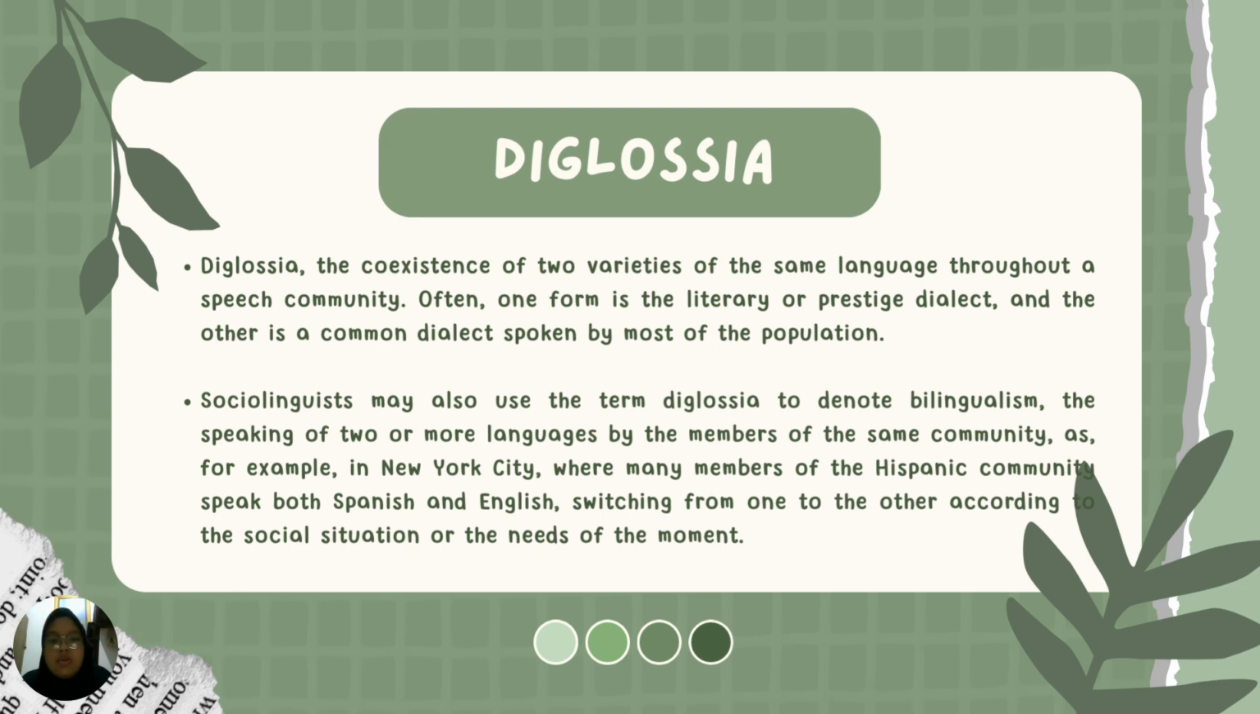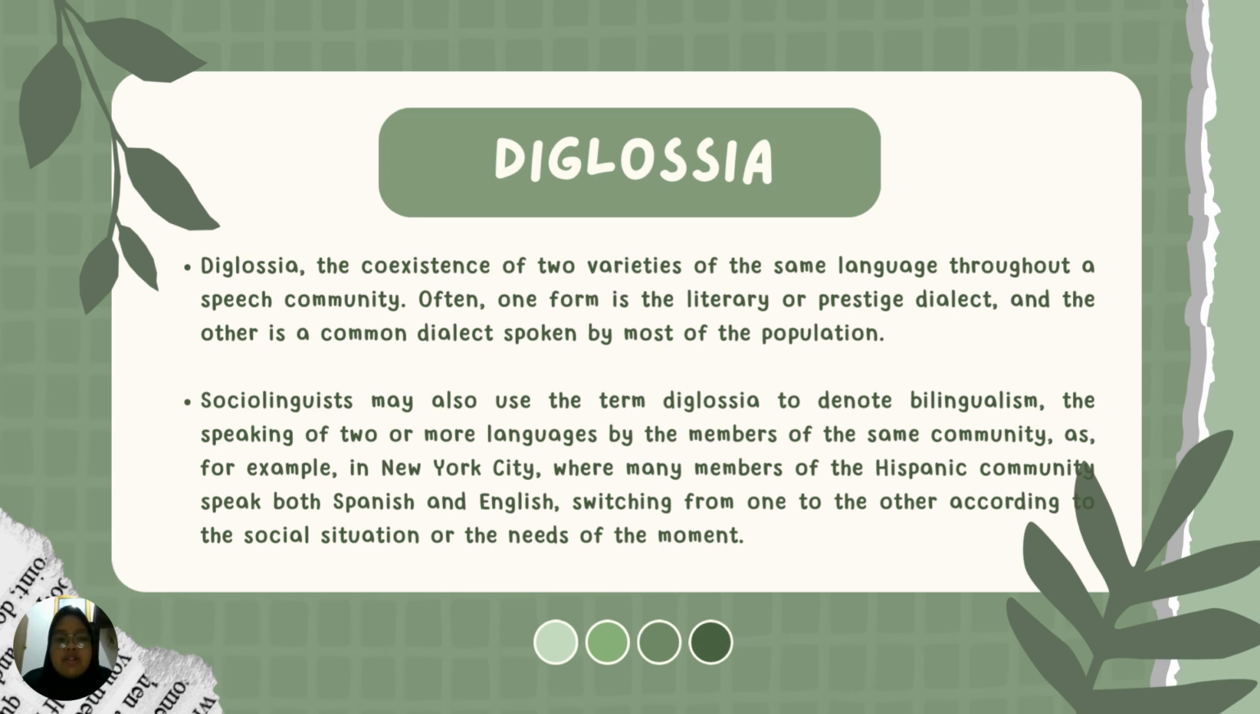So the first one we want to talk about in codes is diglossia. Diglossia is the coexistence of two varieties of the same language throughout a speech community. Often, one form is the literary or prestige dialect, and the other is a common dialect spoken by most of the population.